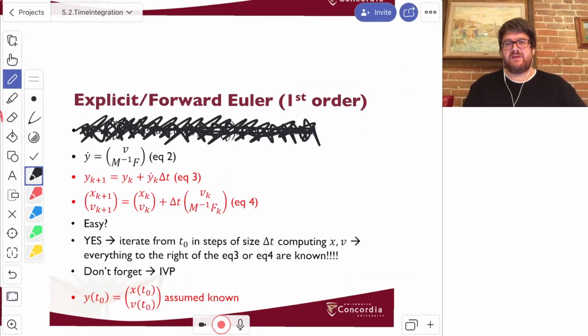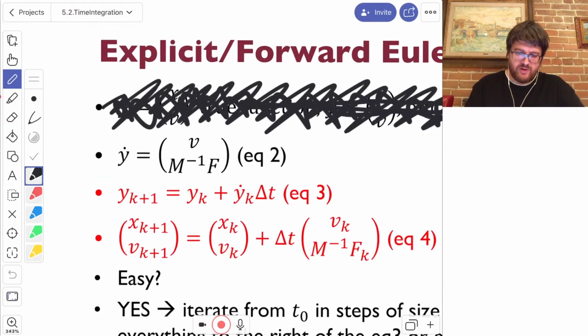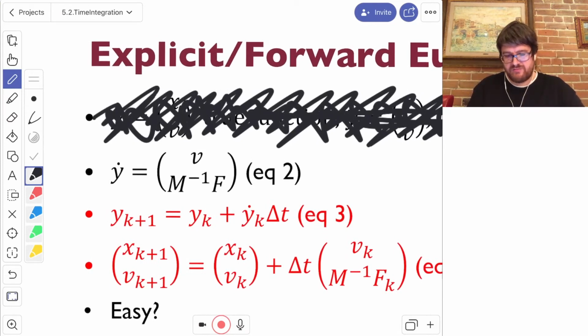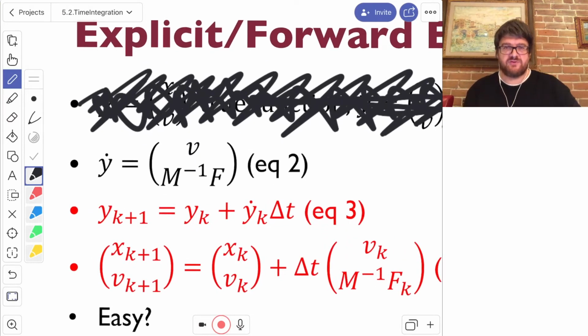The first method we're going to look at is called explicit Euler or forward Euler. It's the simplest possible explicit method, first order. So here I wrote again the equation. This is equation 2. If you remember, this is the differential equation we have to solve. The derivative of y equals the concatenation of v and M inverse f. So basically, if we use Taylor series expansion and we cut after the first order, after the first derivative, we have the equation yk plus 1 equals yk plus the derivative of yk times delta t.